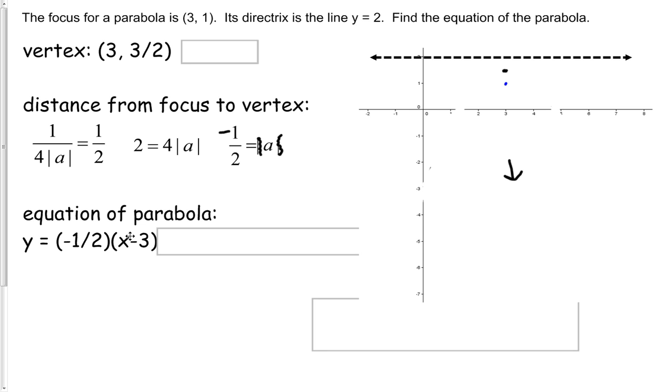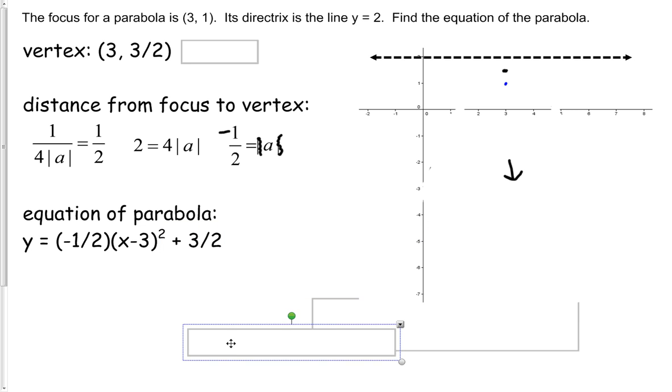All the quantity x minus 3 is going to be squared. The coefficient is not squared. And then we're going to add on the y-coordinate of the vertex, so 3/2. So we're going to just add on that 3/2 at the end. And that's the equation of our parabola.